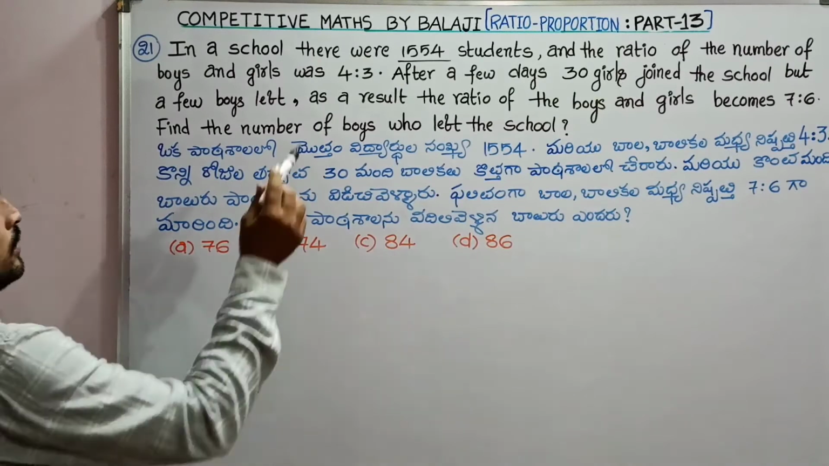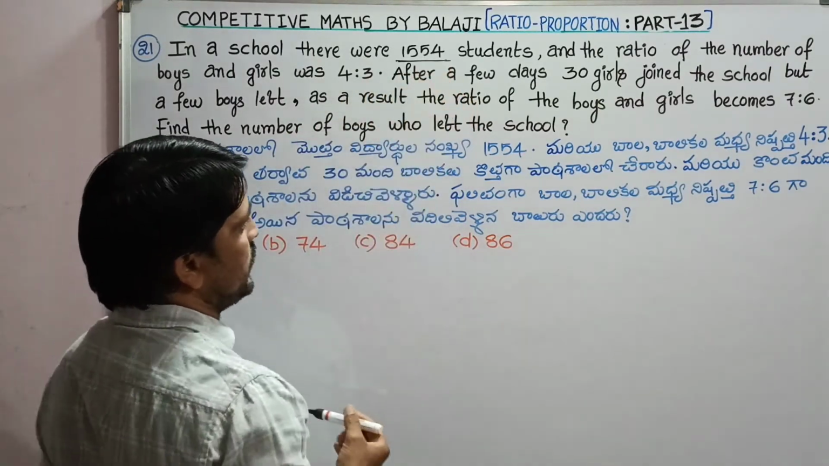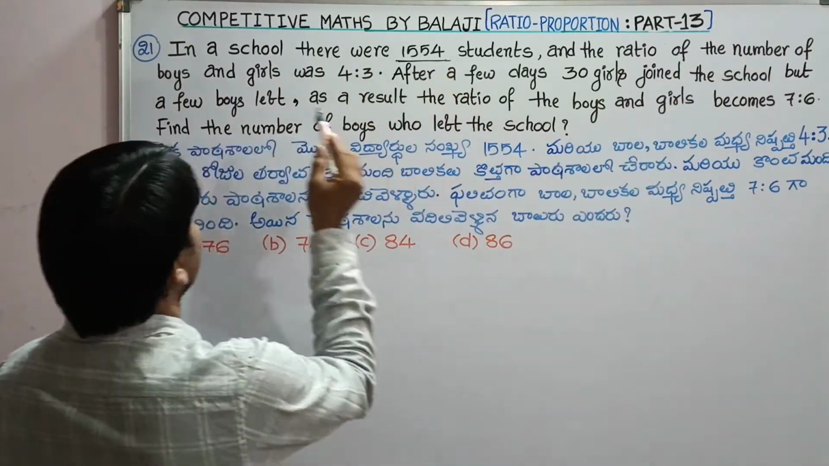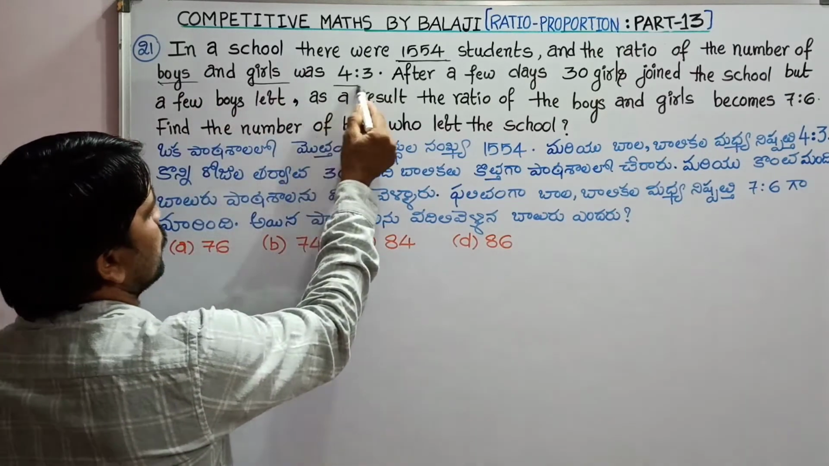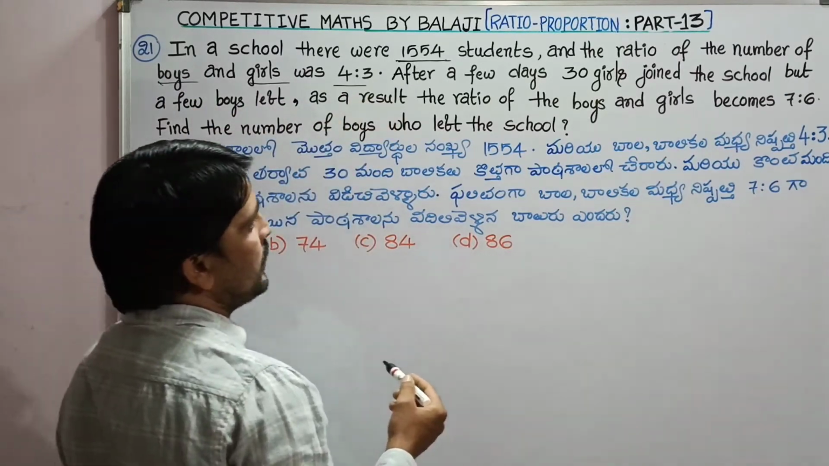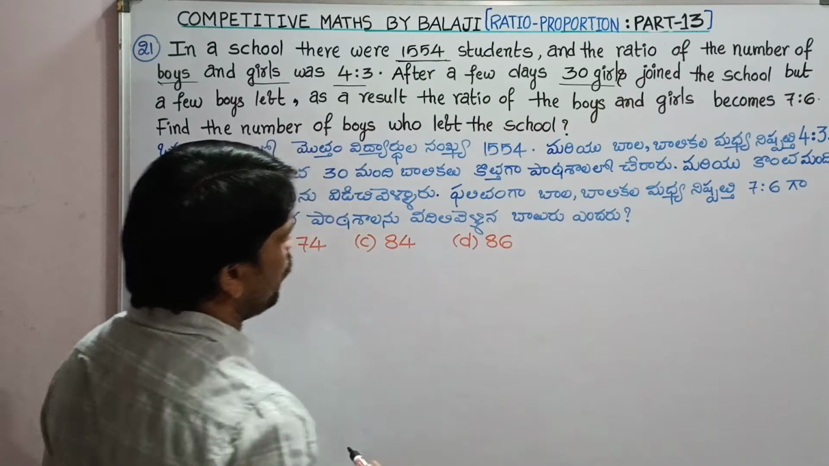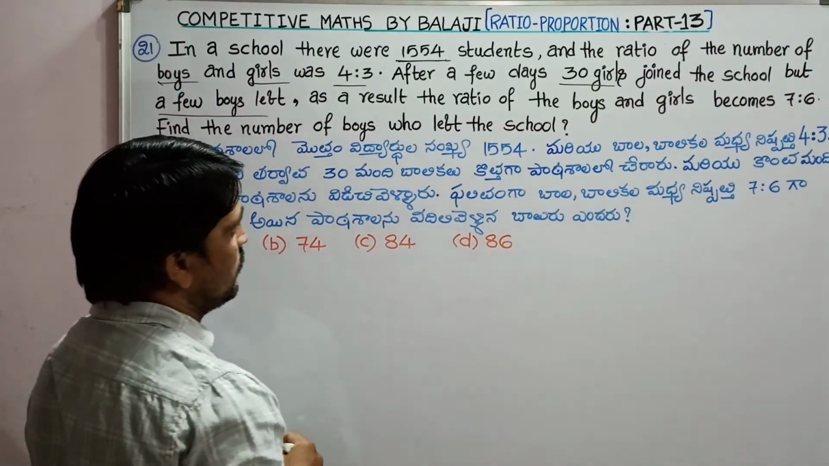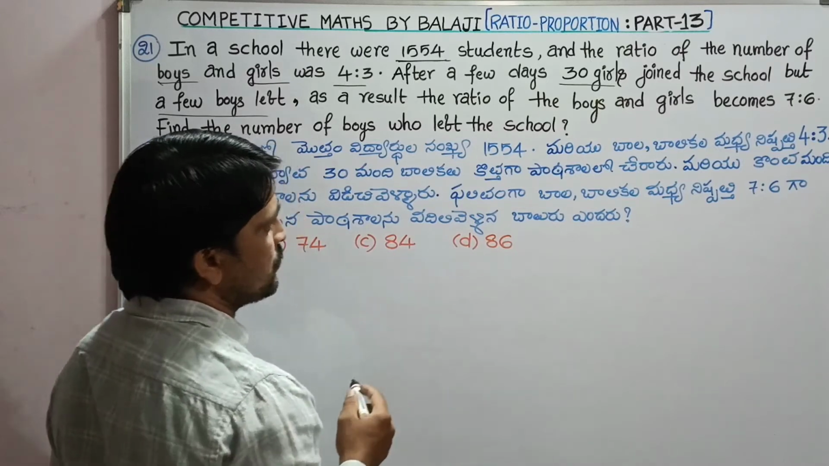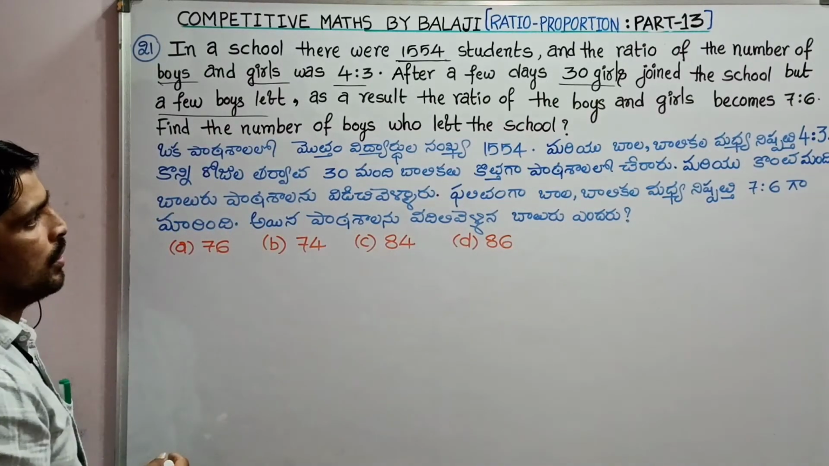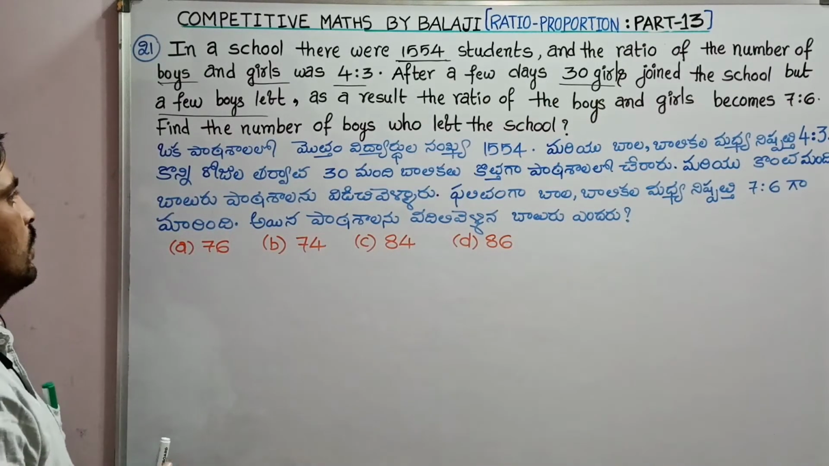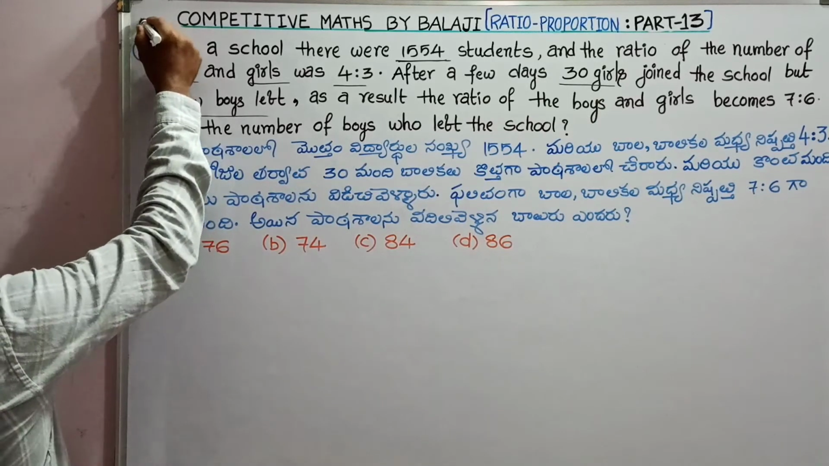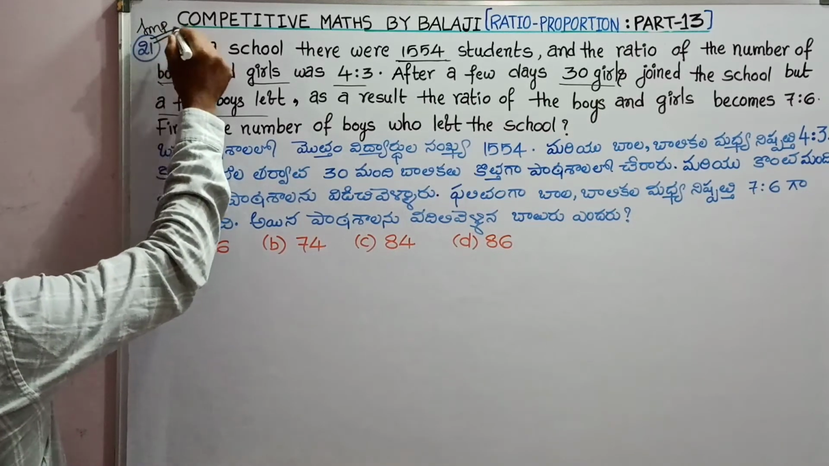In a school, there were 1554 students and the ratio of the number of boys to girls was 4:3. After a few days, 30 girls joined the school, but a few boys left the school. As a result, the ratio of the boys and girls becomes 7:6. Find the number of boys who left the school. Most important one. Important question.